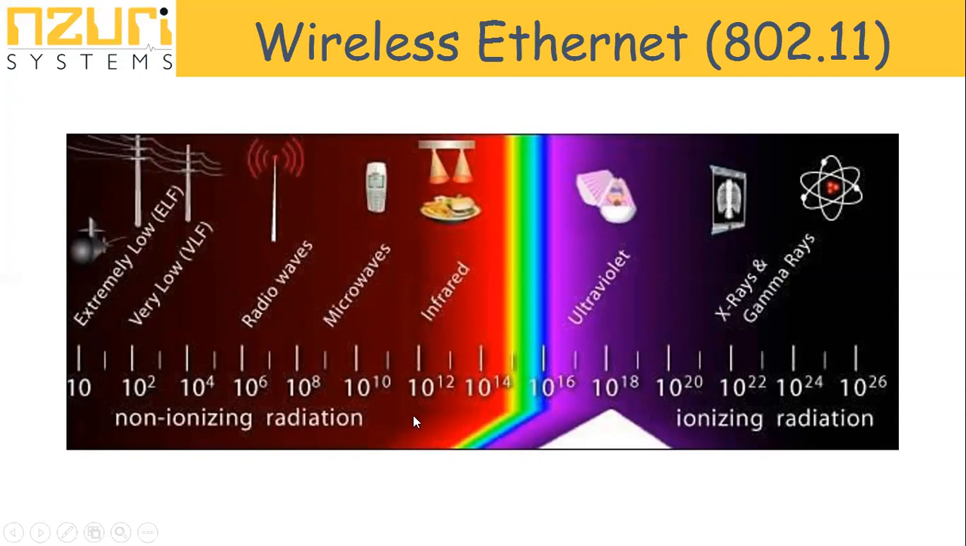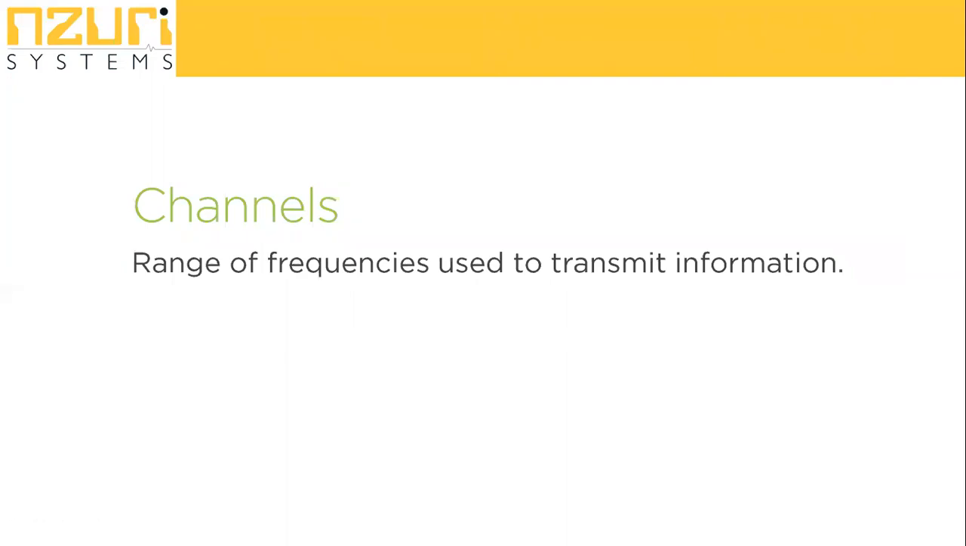But our wireless operates somewhere within these microwave frequencies. It's around this range. That's where you find your wireless basically operating. Okay.